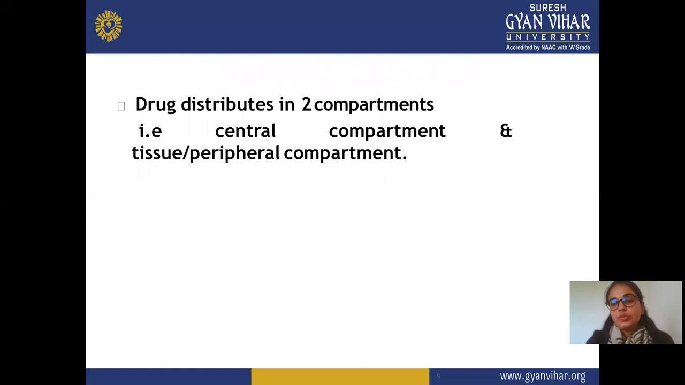Next is drug distribution in two compartments, that is the central compartment and the tissue, that is the peripheral compartment. The peripheral compartment is also known as the tissue compartment. In the two-compartmental model, these are the two compartments involved in the transfer of a drug, that is central and peripheral.